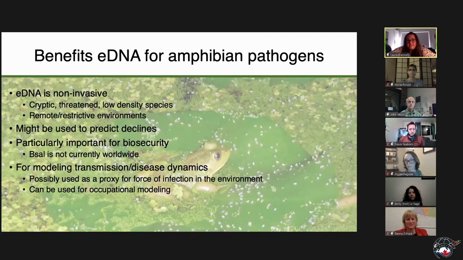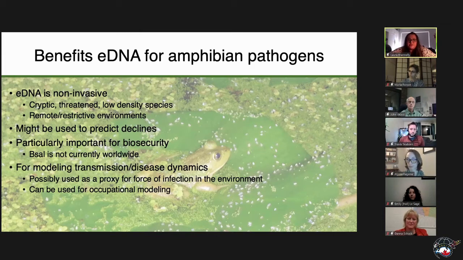Some of the benefits of eDNA is that eDNA techniques are non-invasive. This is pretty important, or could be pretty important, for things like cryptic species that you can't always get your hands on, for threatened species, or species in habitats with low density.